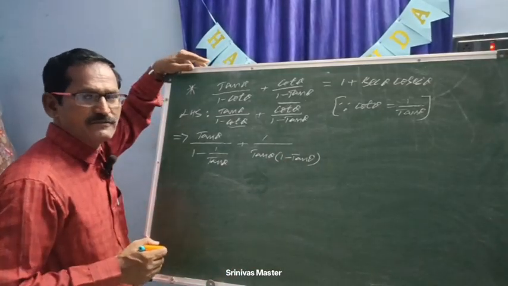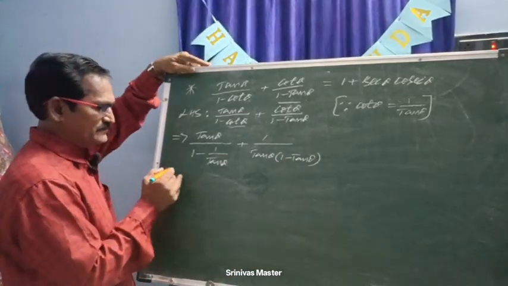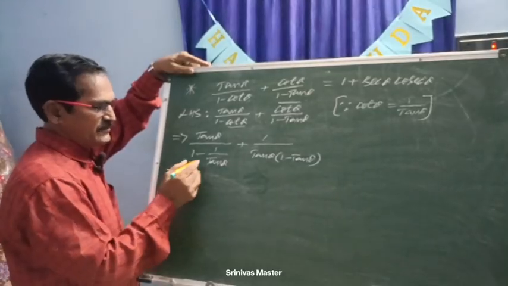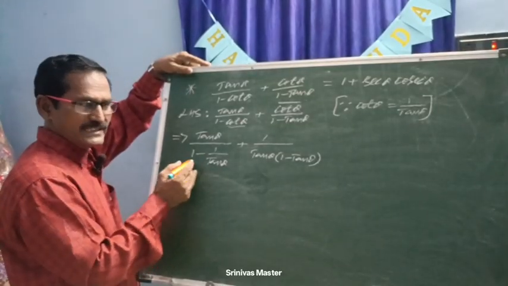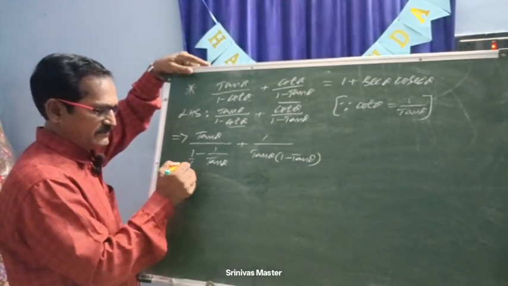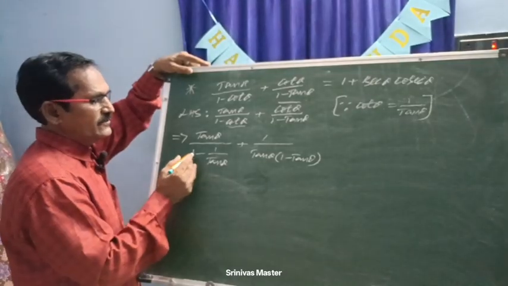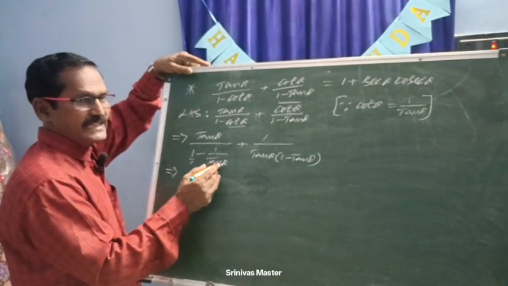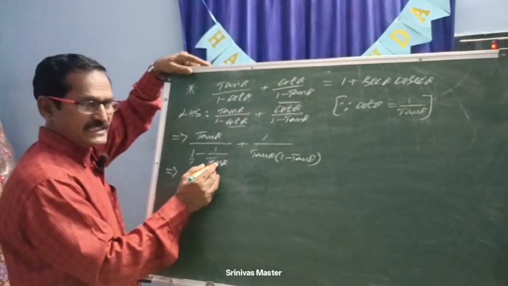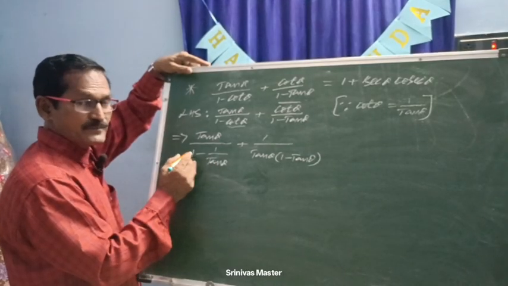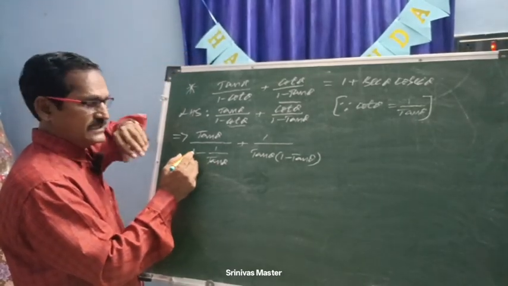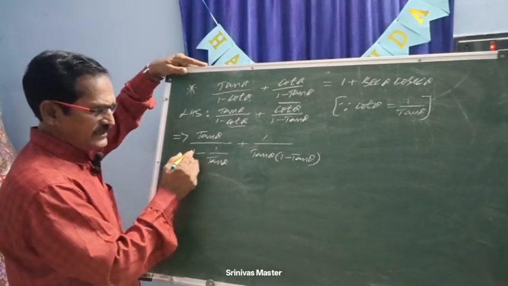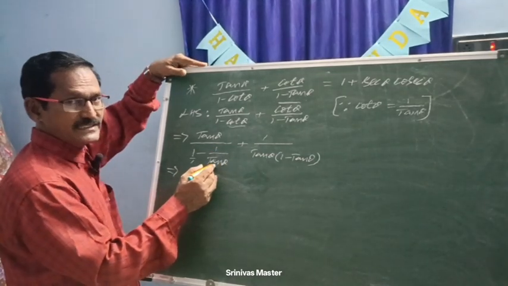1 by tan theta of 1 minus tan theta. Now, simplify still more. You can simplify this, children. You know that LCM. If you think that 1 is the denominator, that means 1 minus 1 by tan theta. What is the LCM? Tan theta is the LCM. Then what will become? Tan theta into 1, tan theta, minus 1 by tan theta.